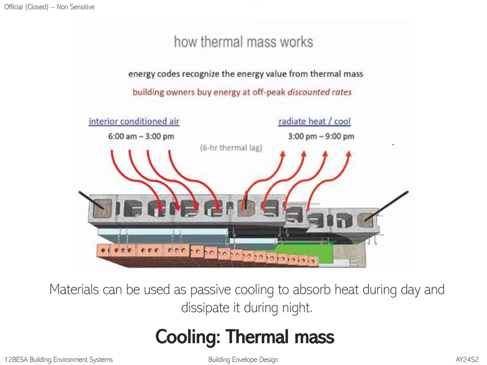Okay, thermal mass concept first. Materials can be used as a passive cooling strategy, to absorb heat during the day and to dissipate it during the night. In this case, you can see that there are two layers of wall. There's a masonry wall, a brick wall on the outside, and the inside. So two layers of wall, and in between, you have this thing.